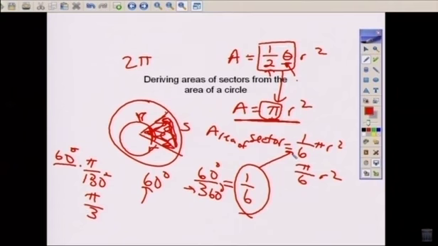So again, I want to remind you to go back to what you already know. You know the area of a circle. A sector is just a portion of that circle. You know the arc length corresponds to circumference, so take what you know about circumference and relate it to arc length as well.